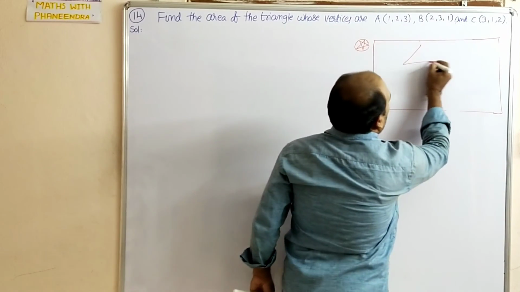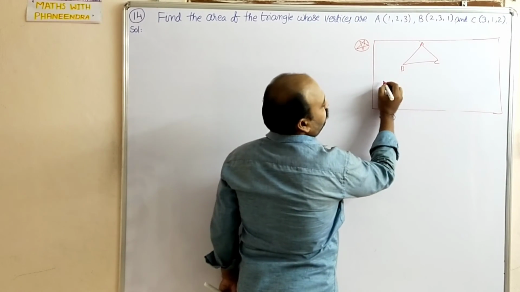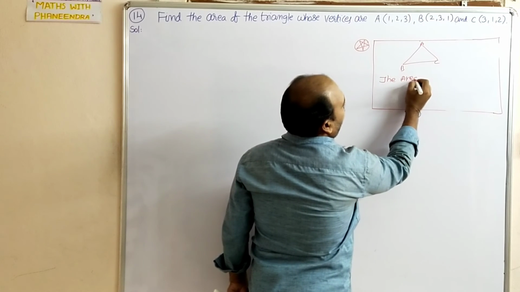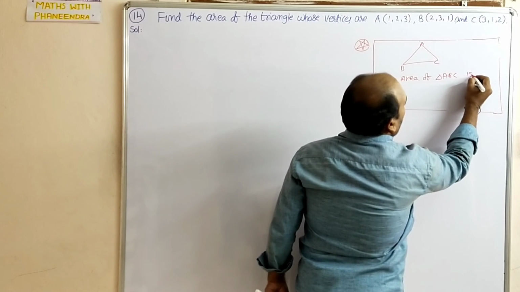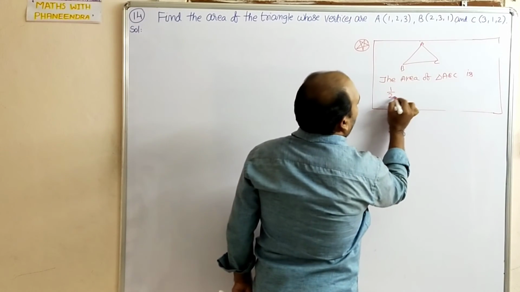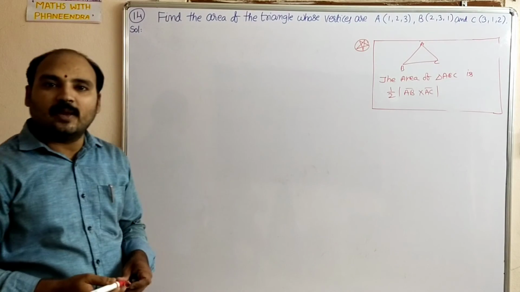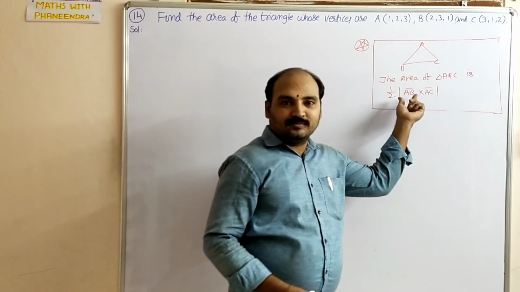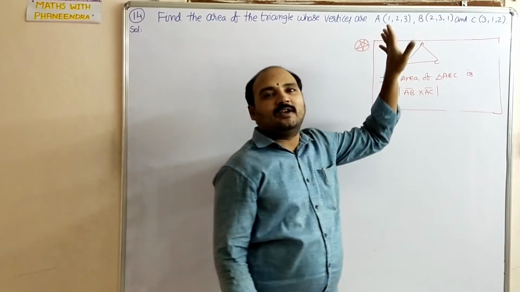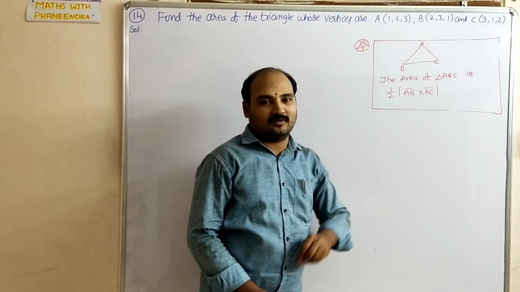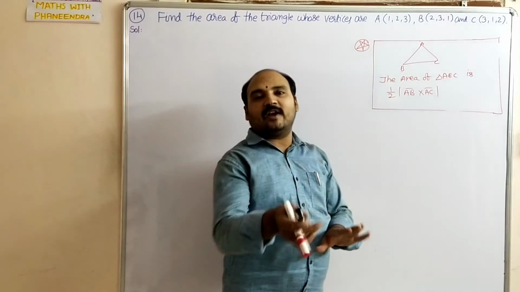See here, ABC is a triangle. The area of triangle ABC with vertices A, B, C is half into AB bar cross AC bar. What is AB bar? OB bar minus OA bar. OB bar means the B point minus the A point. You will get one vector, that is called AB bar. AC bar is OC minus OA. You will get one vector. The vectors you can write in vector form.